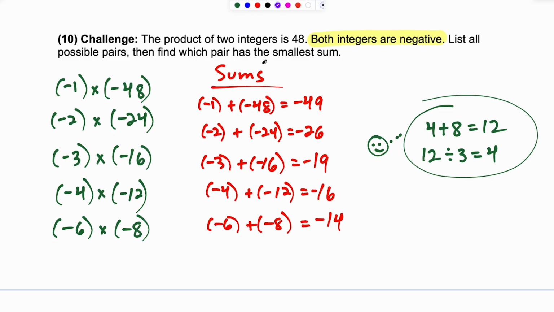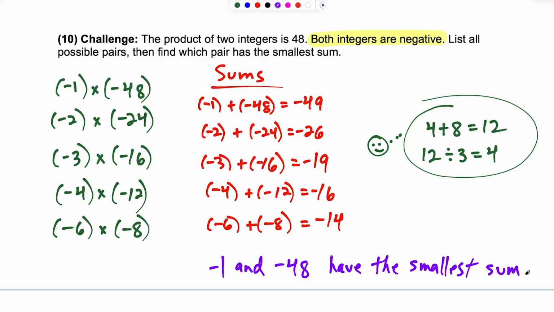Okay, so which pair has the smallest sum? We would say negative 1, or I can just write it out like this. So negative 1 and negative 48 have the smallest sum. Okay, so this is us just writing out our answer more formally here, but this is our answer to question 10.